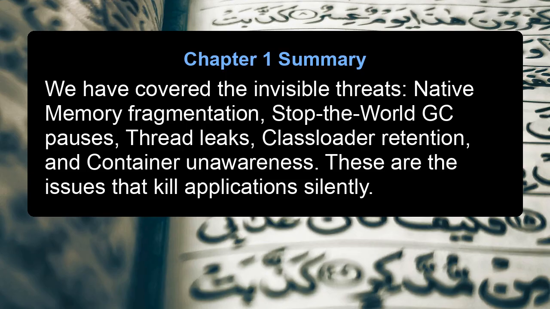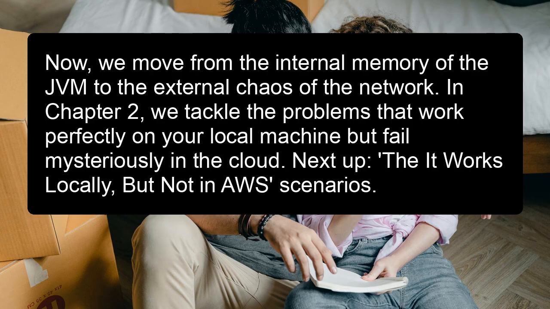Chapter 1 Summary. We have covered the invisible threats: native memory fragmentation, stop-the-world GC pauses, thread leaks, class loader retention, and container unawareness. These are the issues that kill applications silently. Now we move from the internal memory of the JVM to the external chaos of the network. In Chapter 2, we tackle the problems that work perfectly on your local machine but fail mysteriously in the cloud. Next up, the "it works locally, but not in AWS" scenarios.